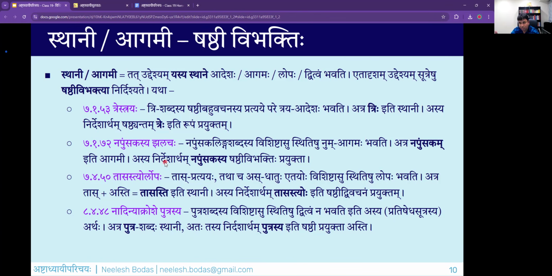In this way, actually there is a homework today that I'm going to give you: sutras, and I want you to find out which is the uddesha, what kind of uddesha it is. It is sthani, purvanimitta, paranimitta and so on. It's going to be fun doing that particular homework. So in this particular way, sthani or agami is always indicated by shashti vibhakti.